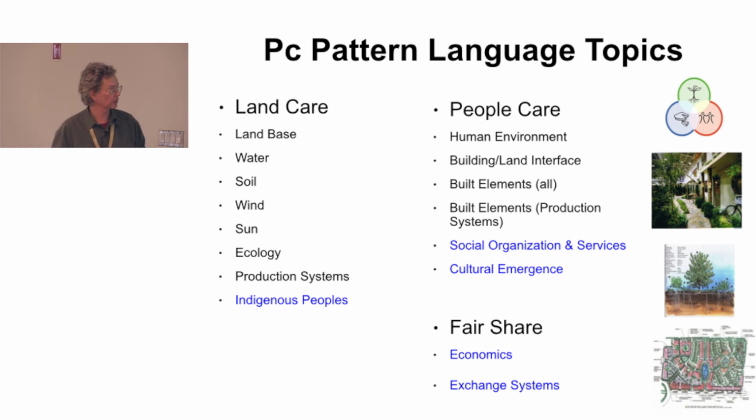So this really isn't much new, except we are sort of evolving into the blue headings now. So we're beginning to recognize the value of indigenous peoples, and we're recognizing social organization and this lovely pattern that I'd like to speak more on, cultural emergence, which is sort of the evolution of our culture from the post-industrial age and the age of dualism into the age of potential, into the age of recognizing that we have to live within our limits in the global environment, and what that means in terms of culture. And of course, fair share is associated with economics.